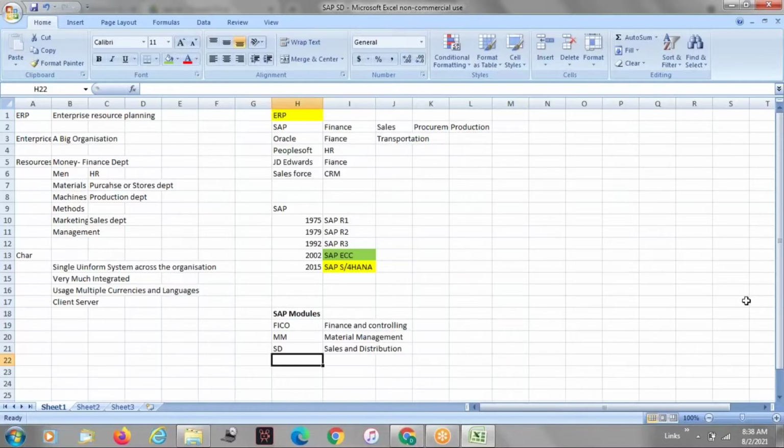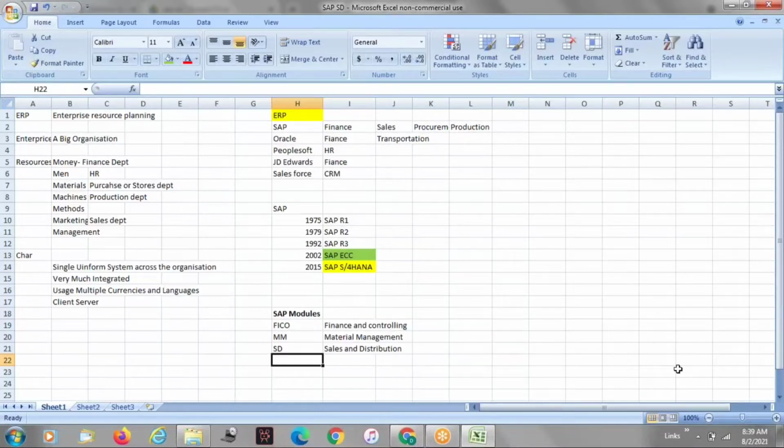After this, maybe I'll quickly show a difference between MM and SD, because MM and SD act in exactly the same way, but opposite to each other. Then you will get a quick understanding about MM and SD, because they both have the same kind of steps but are exactly opposite to each other. I'll explain this afterwards, so that you have an idea of what a sales department does and what a material management department does.